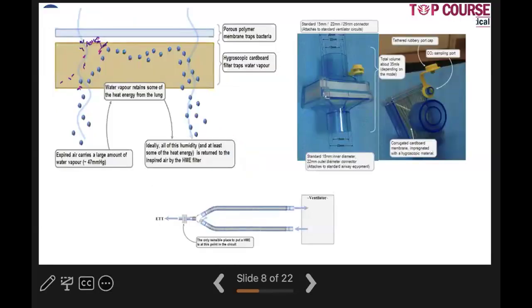For passive humidifiers, I already told you, the expired air contains a large amount of water vapor. So when it goes out, the hygroscopic hydrophobic material in the HMEs will trap the water vapor for the next breath. When the next inhaled air comes, the humidity is added to the inhaled air and sent back to the patient. Usually the ideal position to connect the humidifier is as close to the patient as possible. There are various connectors, 15, 22, 25, based on the endotracheal tube size. You can connect ventilator circuits also, as per the size-based measurements.